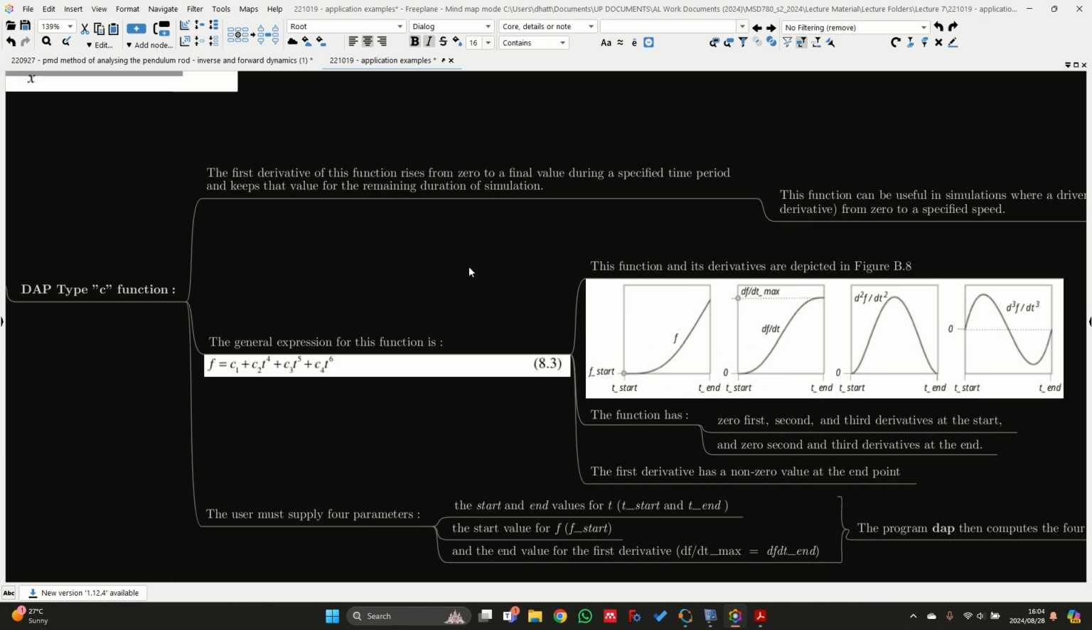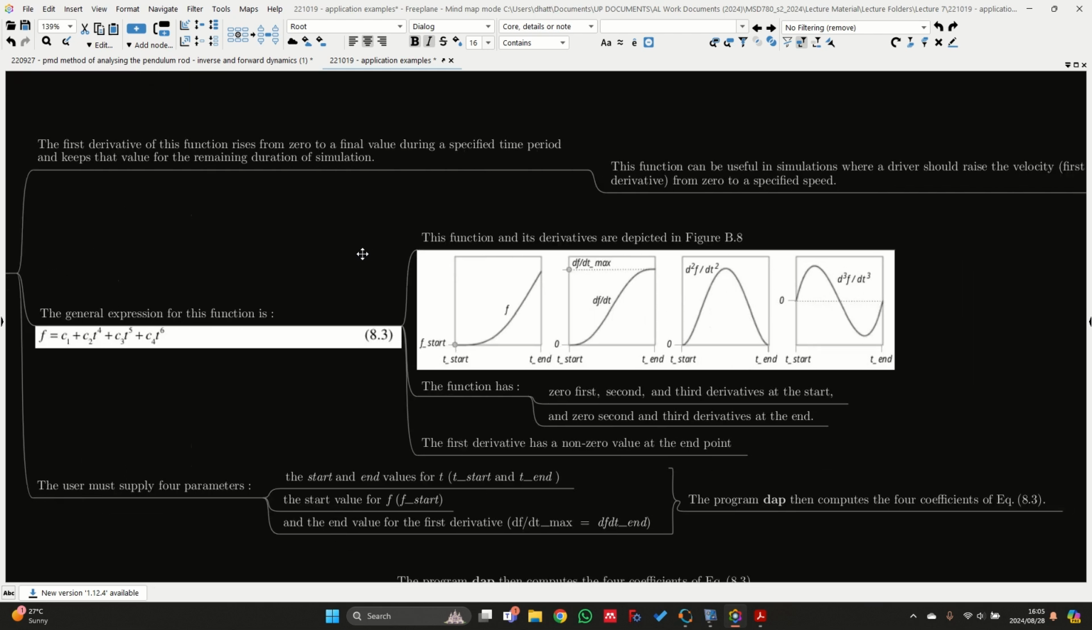The general expression for this function is given as f, which is a function of t, equal to an expression which contains 4 different coefficients that need to be calculated. This function and its derivatives are depicted in figure B8. If we look at the function itself, we know that it starts at some value f start, and then it raises the value up to a final value, which we can call f end, at t end. We also start here at t start, our starting time.